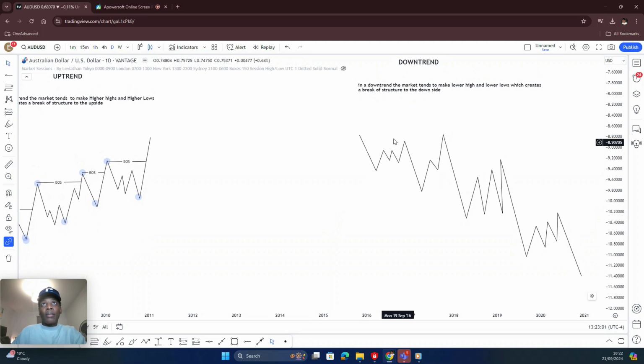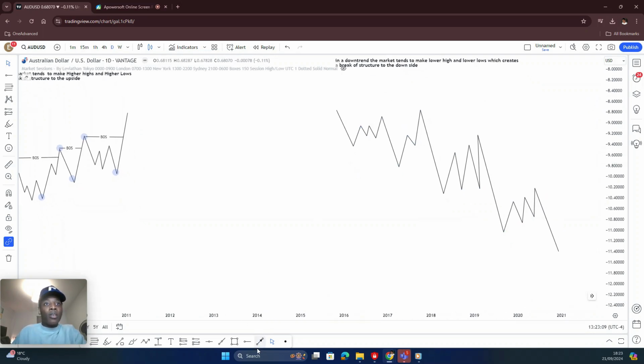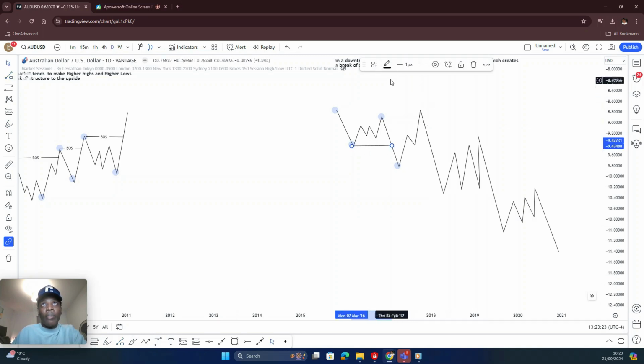So same thing again. In a downtrend, the market tends to make lower highs and lower lows, which creates a break of structure. Again, the same thing as we identified in the uptrend, right? So this is our high, low, lower high, lower low. Now that lower high created a break of structure, right?